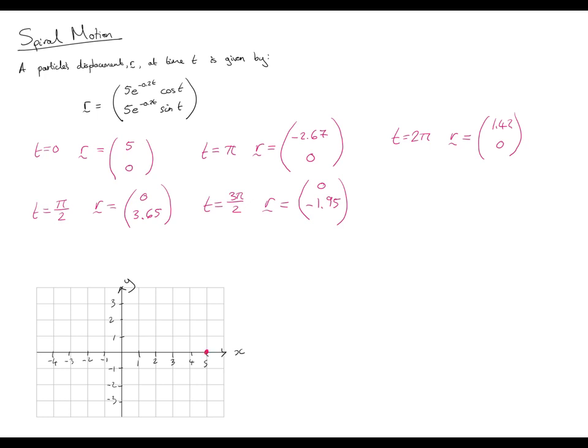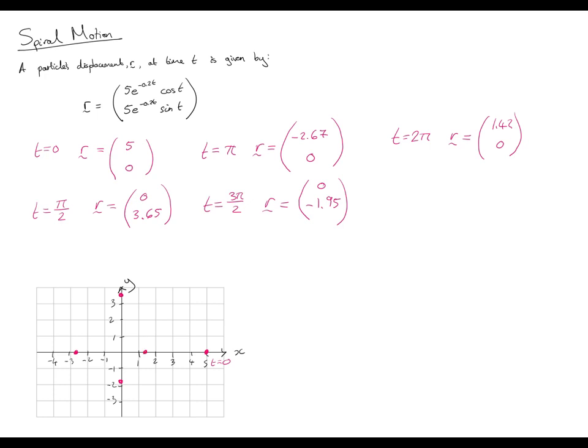Okay, so now I can plot those points as its position vector through time on the grid below. So when t is 0, we're at 5, 0. When t is pi over 2, we're somewhere here. This is when t is 0, so that's effectively the start of its path. When t is pi, we're at minus 2.67, somewhere here, minus 1.95, and 1.42, 0.